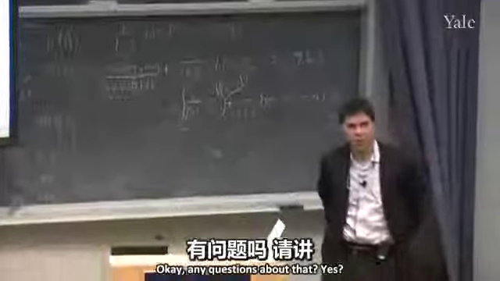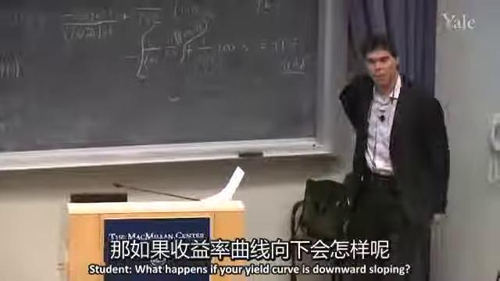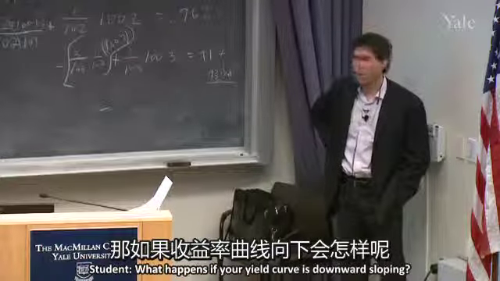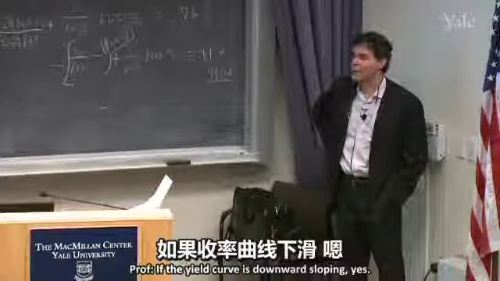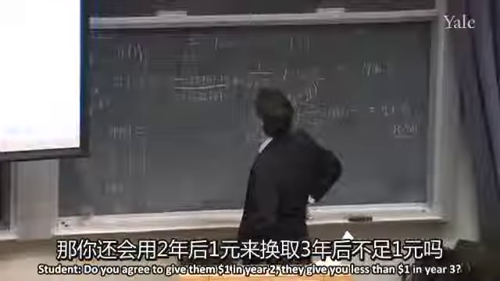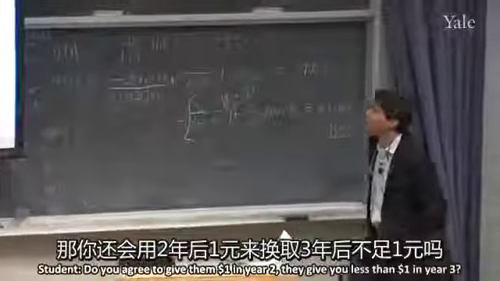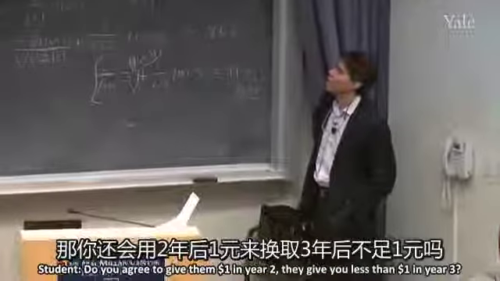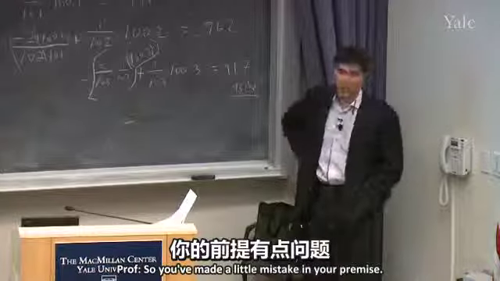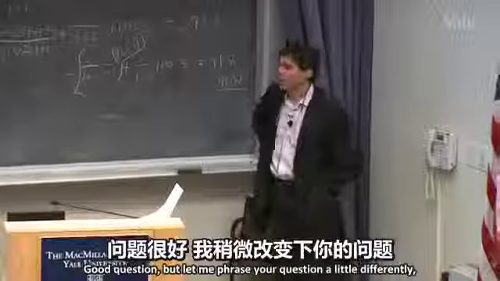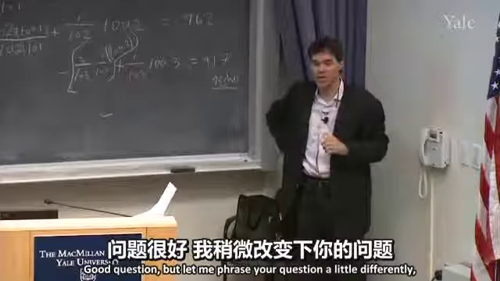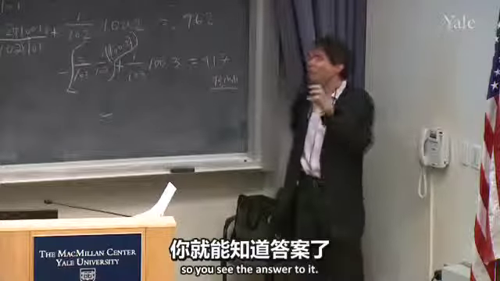That's the second. Yep, go ahead. What happens if your yield curve is downward sloping? If the yield curve is downward sloping, yes. You get less money if you agree to give them $1 in year 2, they give you less than $1 in year 3. Okay, so you've made a little mistake in your premise. So let me, good question, but let me phrase your question a little differently so you see the answer to it.